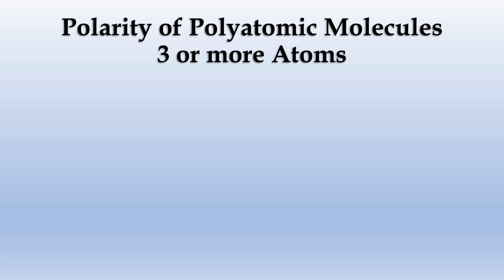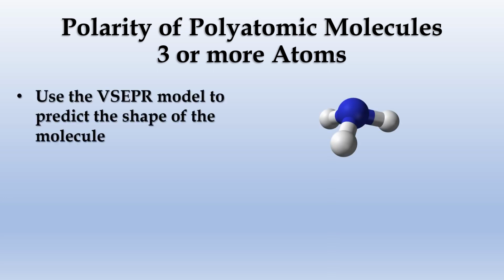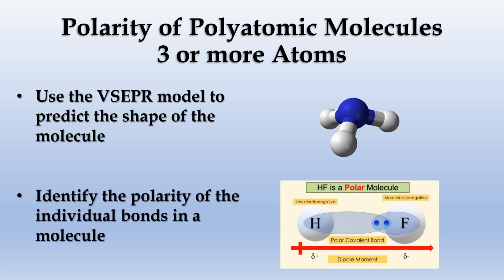Here, I'll review evaluating the polarity of polyatomic molecules with 3 or more atoms. To do this, we need to use the VSEPR model to predict the shape of the molecule. With 3 or more atoms, the molecules will have 2 or more bonds. So we need to identify the polarity of the individual bonds in the molecule.